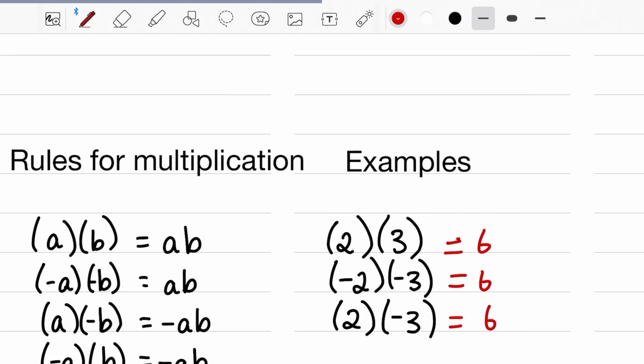However, since the signs are different, your answer is going to be negative. So your overall answer is negative 6.